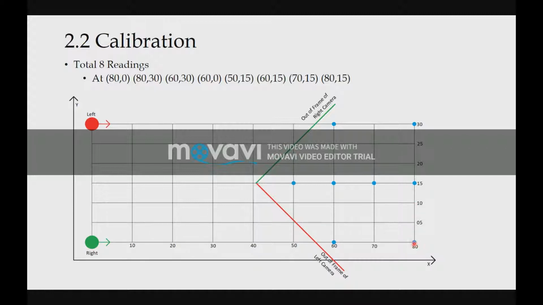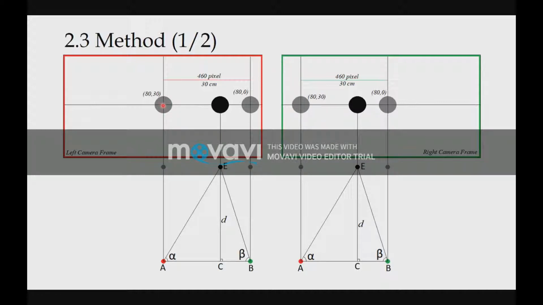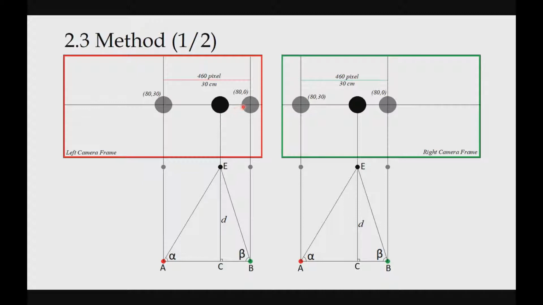Now we will see how references are noted down and the method used to find the position of the target. Consider the line with endpoints 80,0 and 80,30. In the setup, they are here. Now consider the red rectangle as the frame of the left camera and the green rectangle as the frame of the right camera. Circles shown in grey color are reference positions of the target. The circle in black is the current position of the target. We are considering the 80 cm line only.